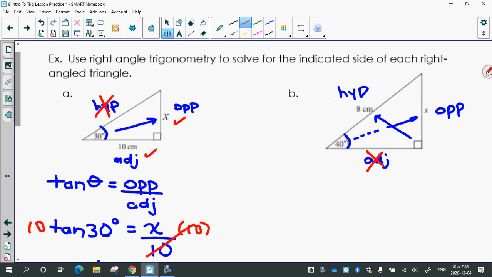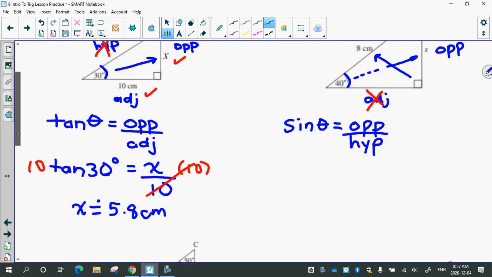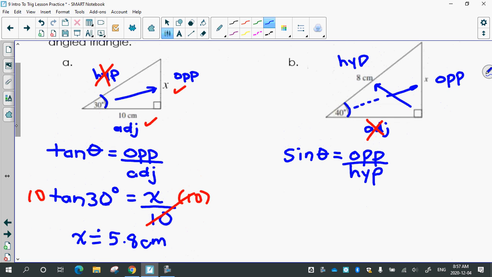So now I look back at my formulas and figure out which formula has hypotenuse and opposite in it. Sine. And then I write the formula down exactly how it is. Sine of theta equals opposite over hypotenuse. So that's write down my formula, then I substitute in. So sine of 40 degrees is equal to opposite, which is x, over hypotenuse, which is 8.